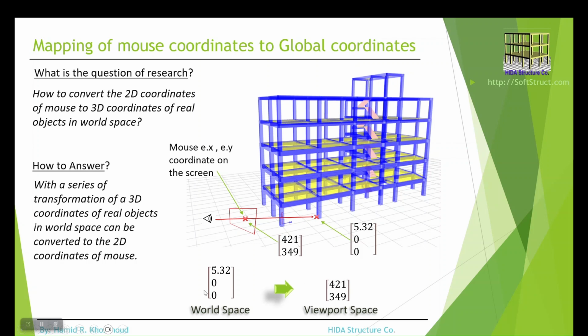Our 3D object is a structural and moment-resistant frame of a concrete building, and we want to convert the coordinates of a base point of a column with coordinate of 5.32, 0, 0 to two coordinates of the screen space.